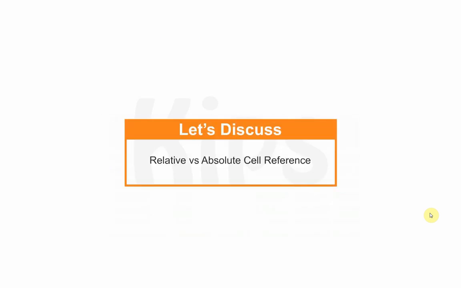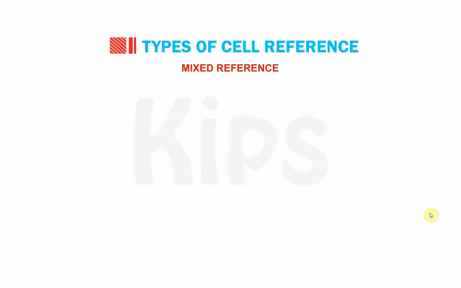Let us now quickly discuss the relative versus absolute cell reference. The third type of cell reference is mixed reference. It is a combination of relative and absolute reference. In this type of reference, either the row or column has to remain fixed. $A1 plus A$2 is an example of mixed reference.